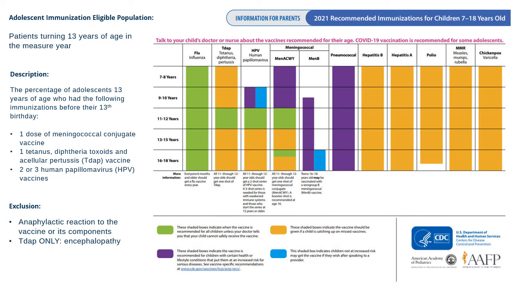Now let's dive into the adolescent immunization measure. Patients turning 13 years of age in the measurement period are eligible for the adolescent immunization measure. This measure looks at the percentage of adolescents turning 13 years of age in the measure period who had the following immunizations before their 13th birthday: 1 dose of meningococcal conjugate vaccine, 1 tetanus, diphtheria toxoids, and acellular pertussis (Tdap) vaccine, and 2 or 3 human papillomavirus (HPV) vaccines.